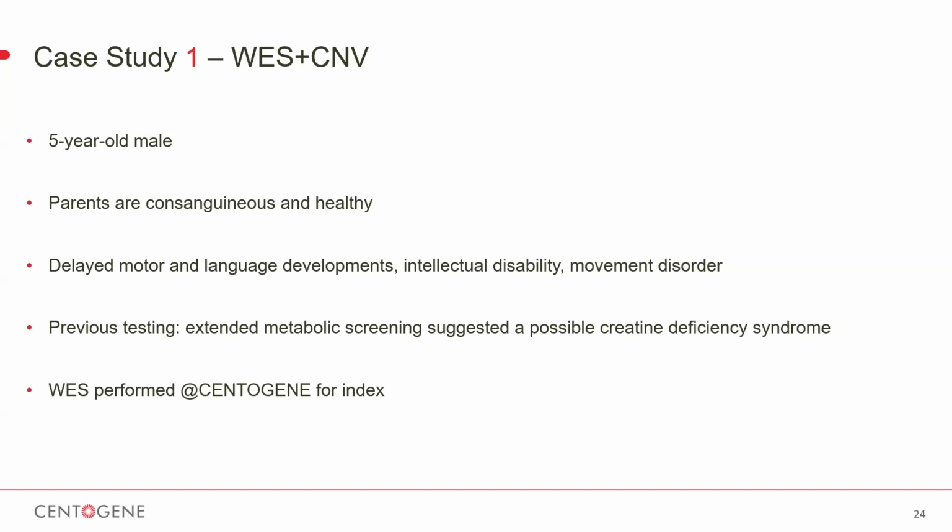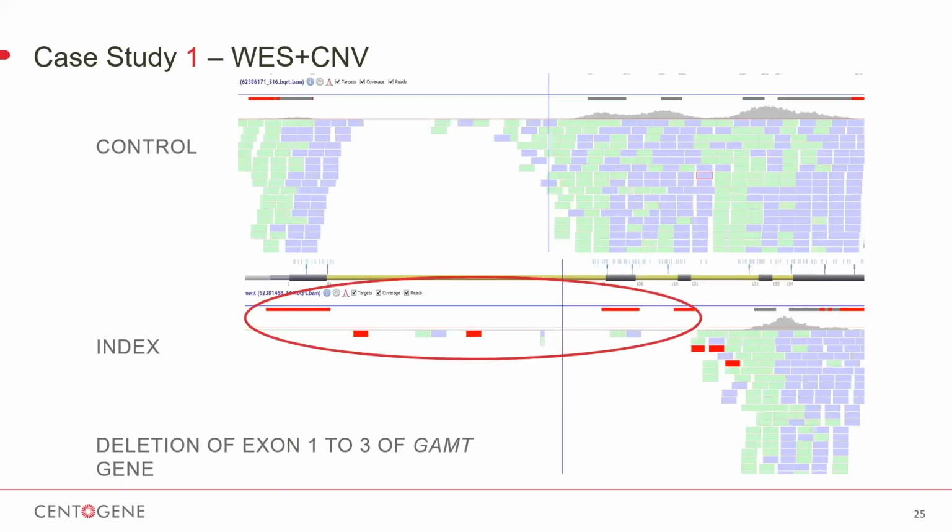He presented with delayed motor and language development, intellectual disability, and movement disorder, and he previously had an extended metabolic screening pointing to creatine deficiency syndrome. Whole exome sequencing was performed at CentoGene for the index, and we can see here, according to the IGV image, that there were deletions.